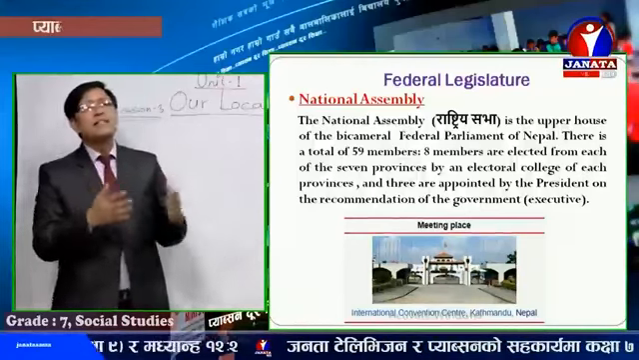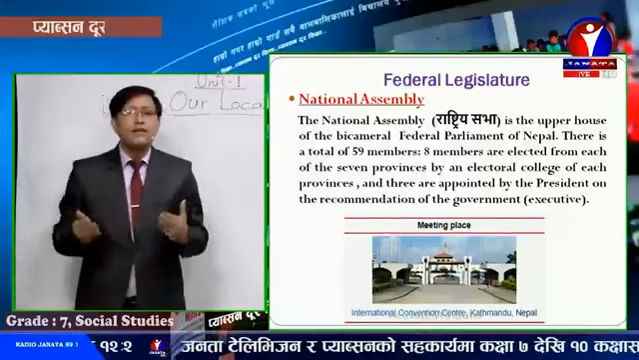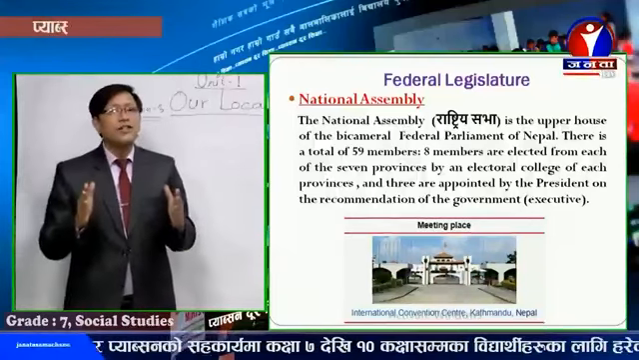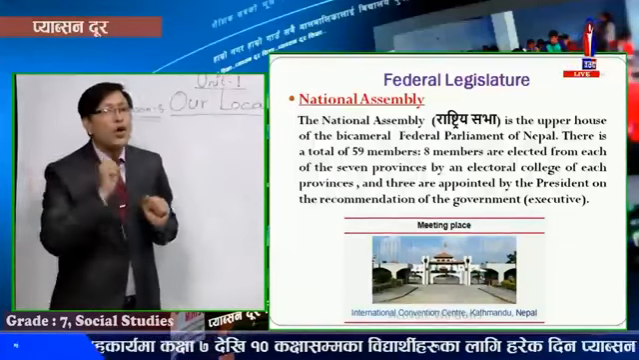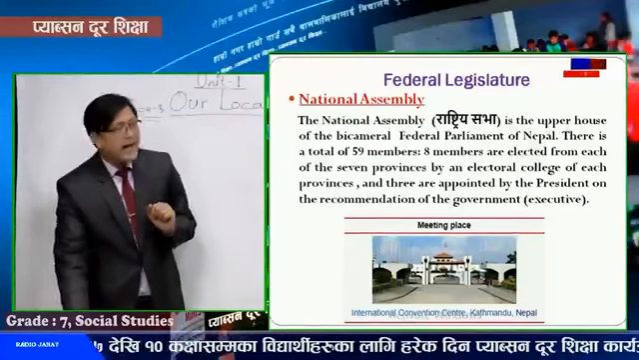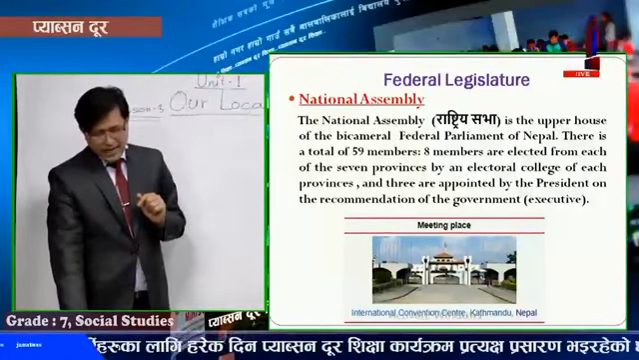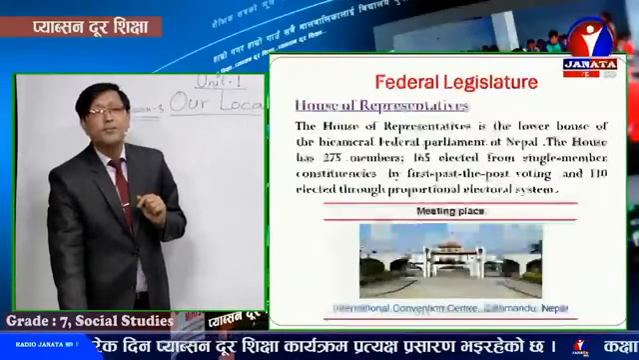It means 8 7s are 56 plus 3 is equal to 59 members. Got the point? All right. So the National Assembly, boys and girls, has 59 members. I hope you got the point. And see where is the meeting place? You can see the meeting place. It is the International Convention Center, Kathmandu, Nepal.